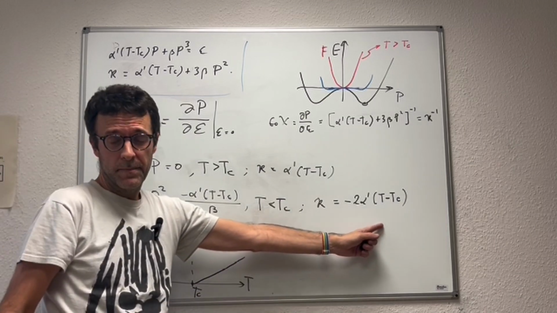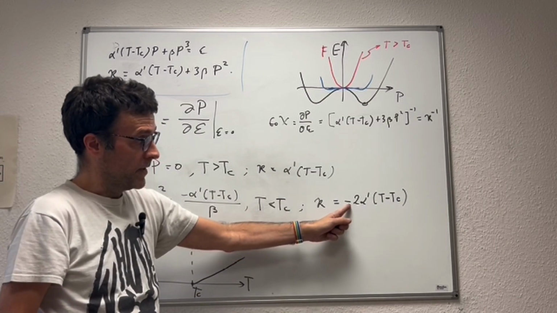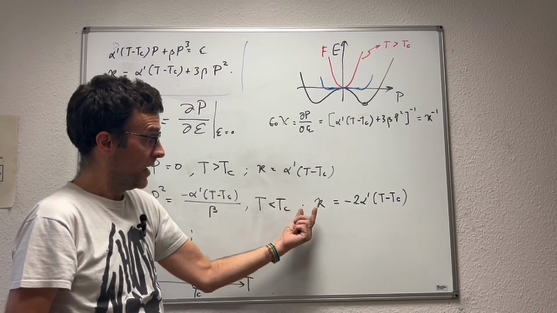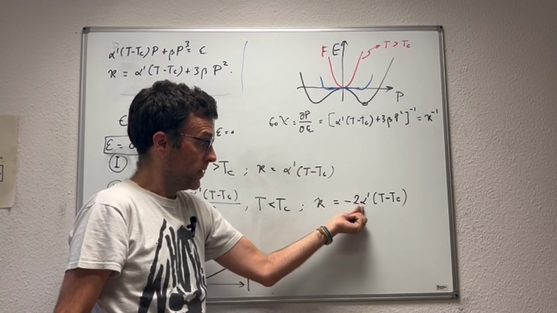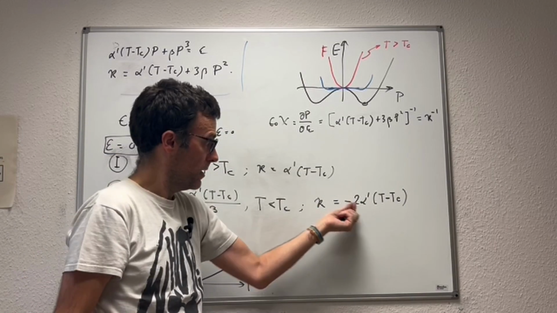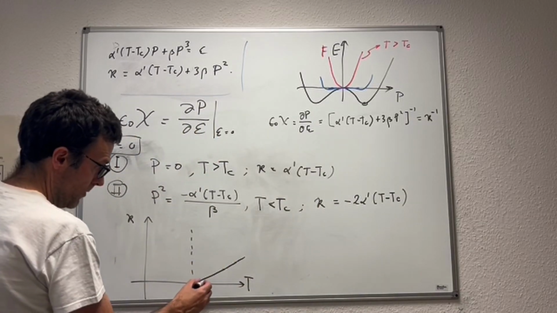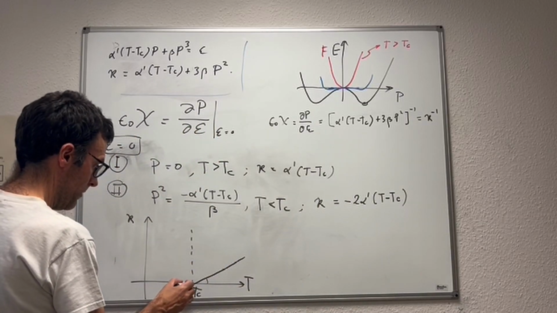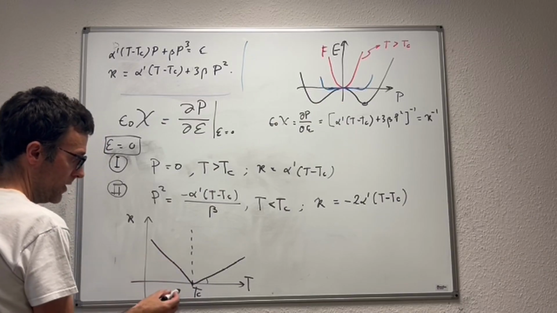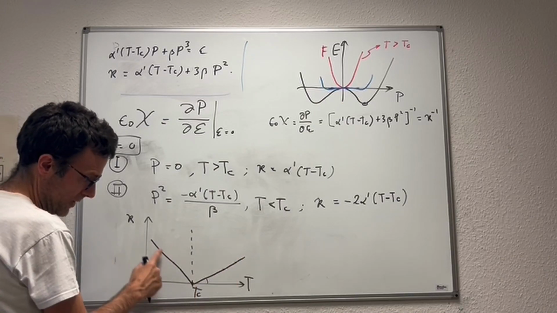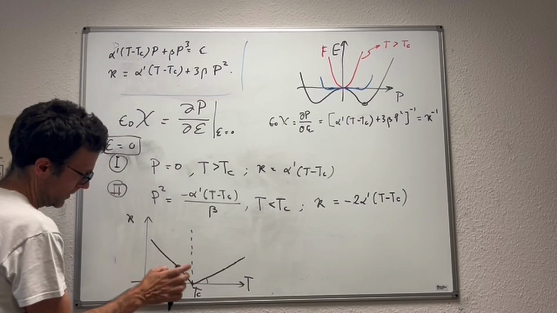And below Tc, we now have a negative slope. Kappa is always positive, by the way. You see that. And the slope is twice as big in magnitude as it was before. So if before we had a certain angle here, now we have twice that. Let me approximately plot it like this. But this slope is twice this slope, and with a different sign.